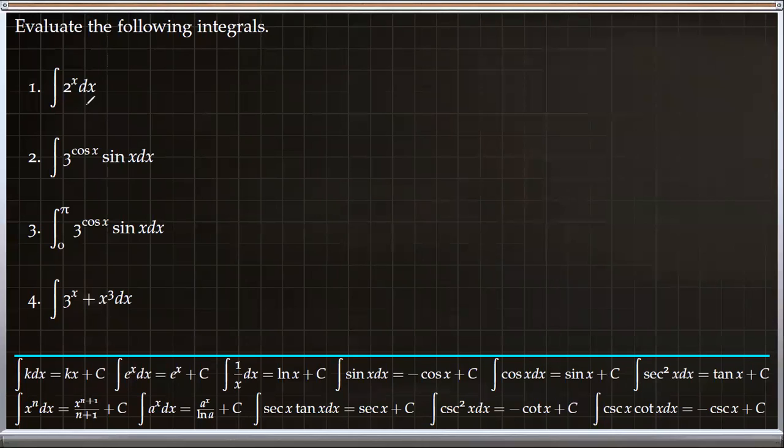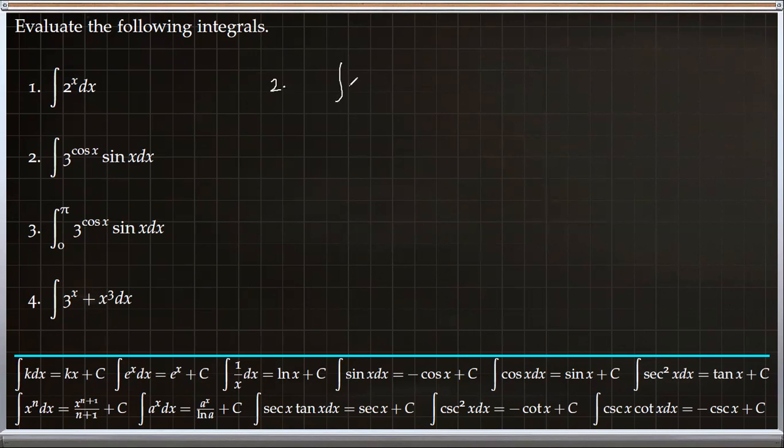So first, we are looking at the integral of 2 to the x dx. So we can simply apply the formula for the integral of a to the x, which I have put down over here. So the integral of a to the x is a to the x over natural log of a. Our a in this case is 2. So it will look like 2 to the x over natural log of 2 plus constant. And that's it.